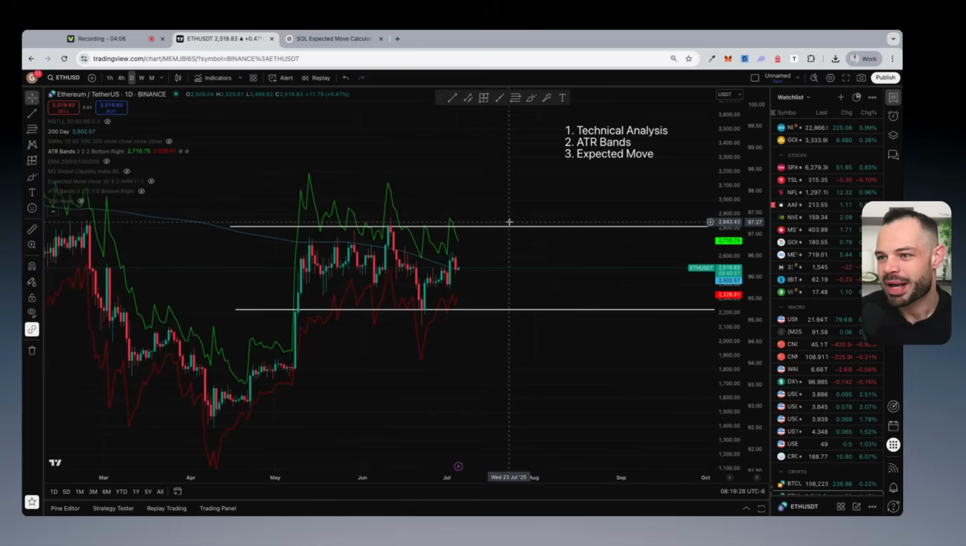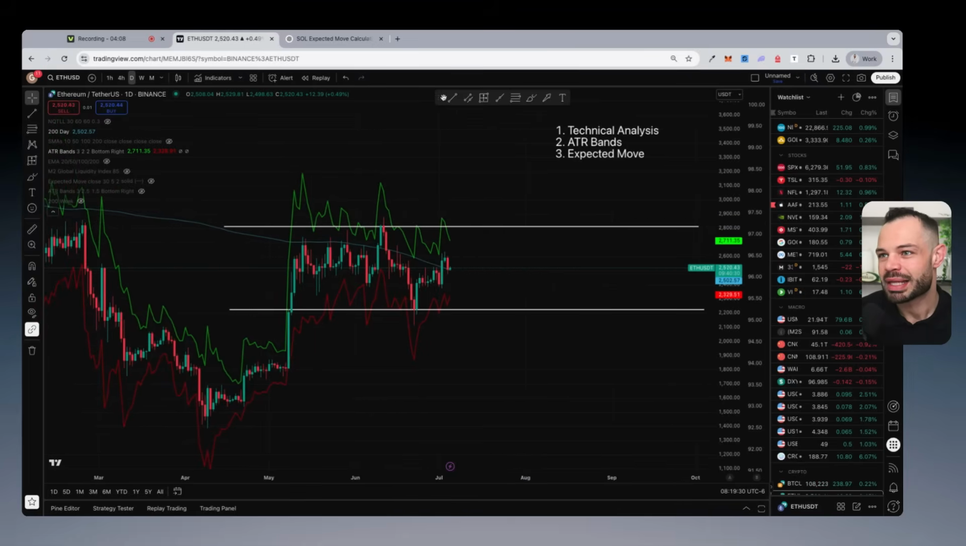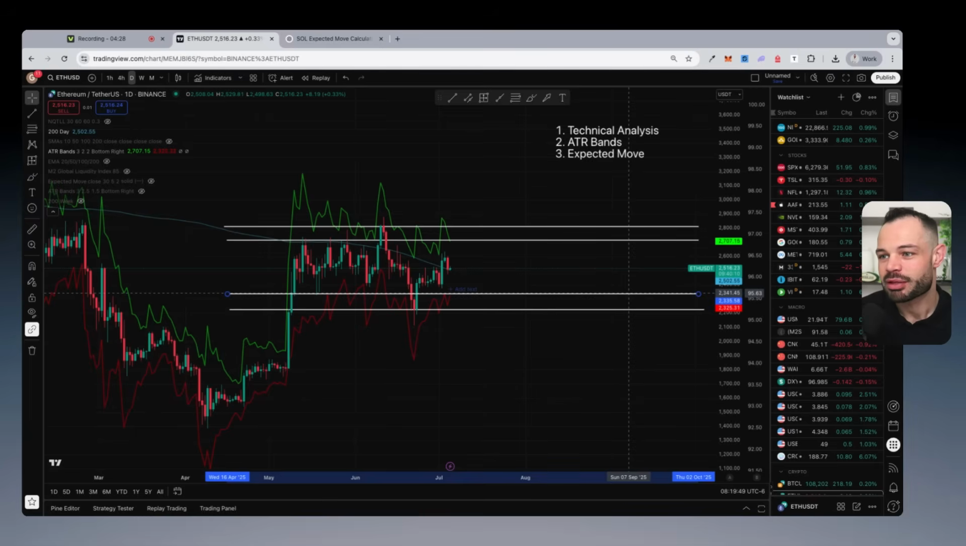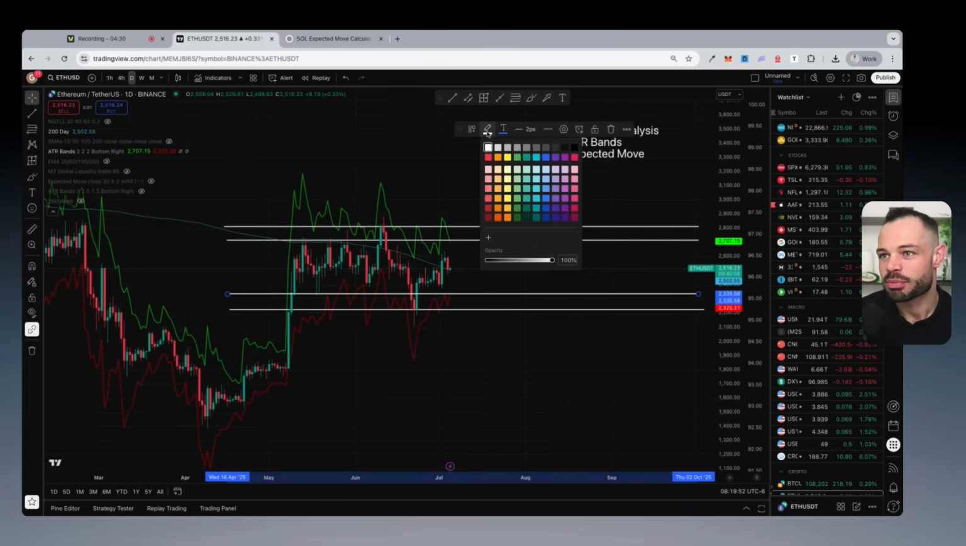But what the ATR band is showing me here are two key levels of support and resistance, again, based on the average trading price of Ethereum over the past 14 days. So if I come in here and mark those ATR band levels, I'm going to mark them in a different color to represent the price action of Ethereum with those ATR bands, marking the green and the red line as key levels of support and resistance.